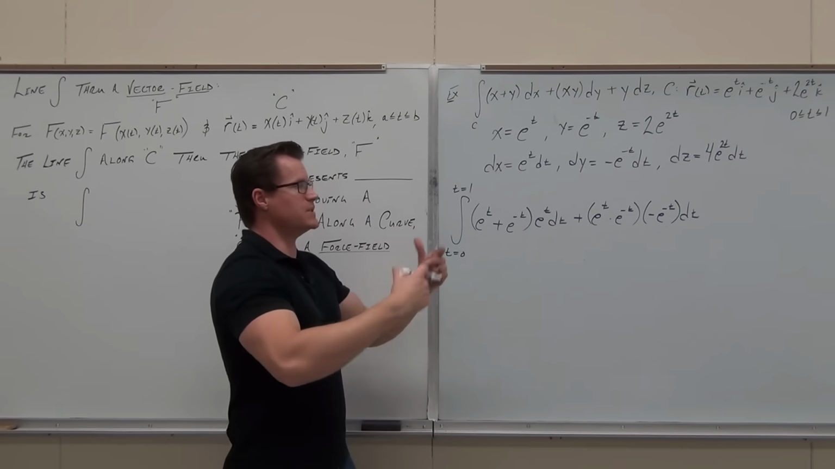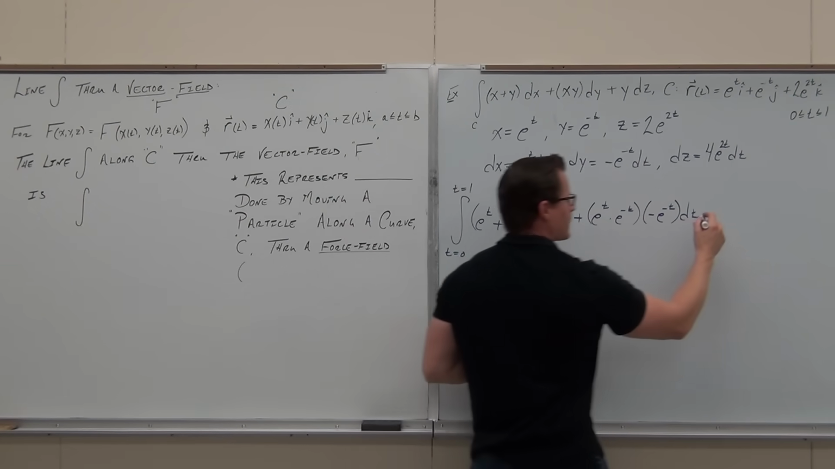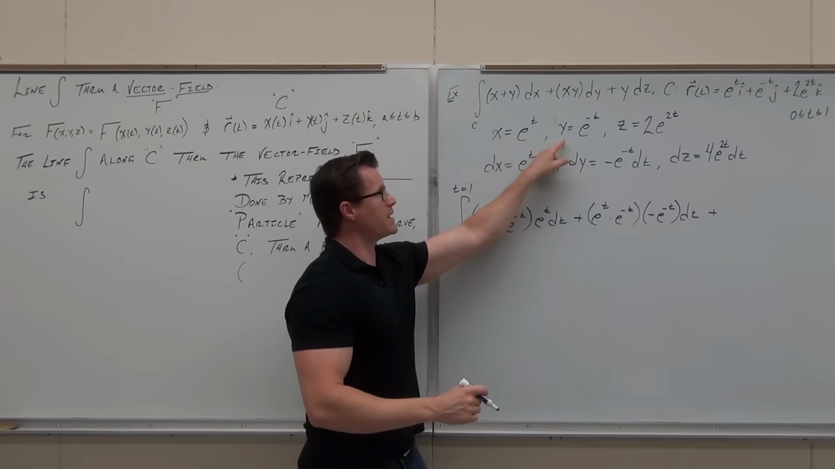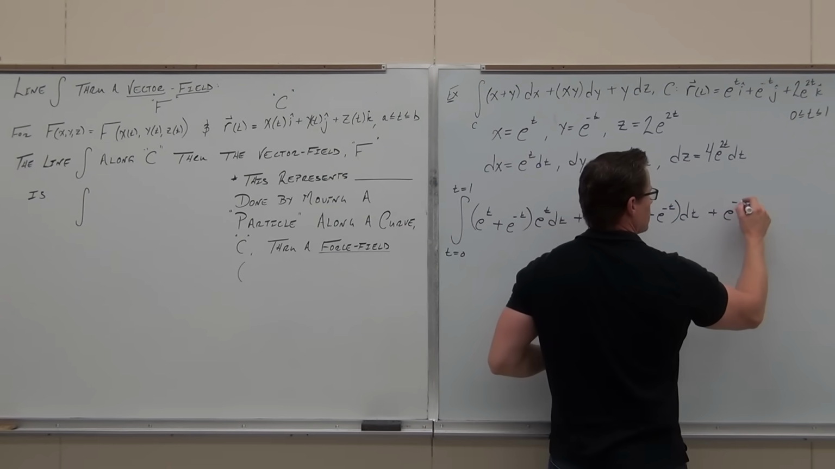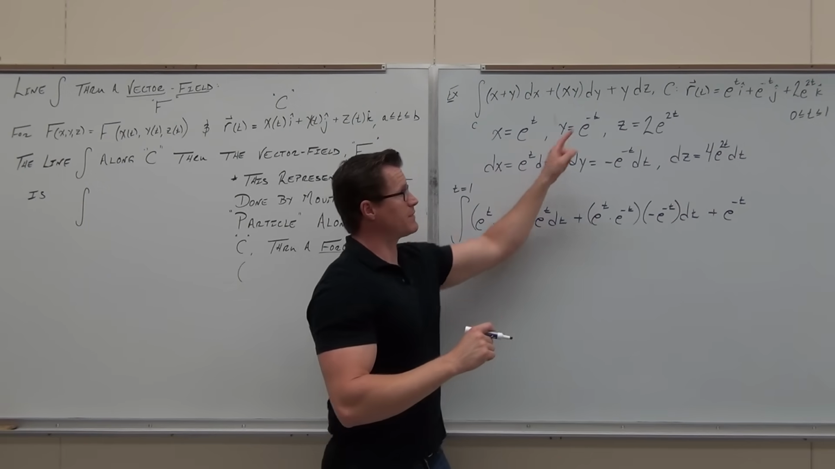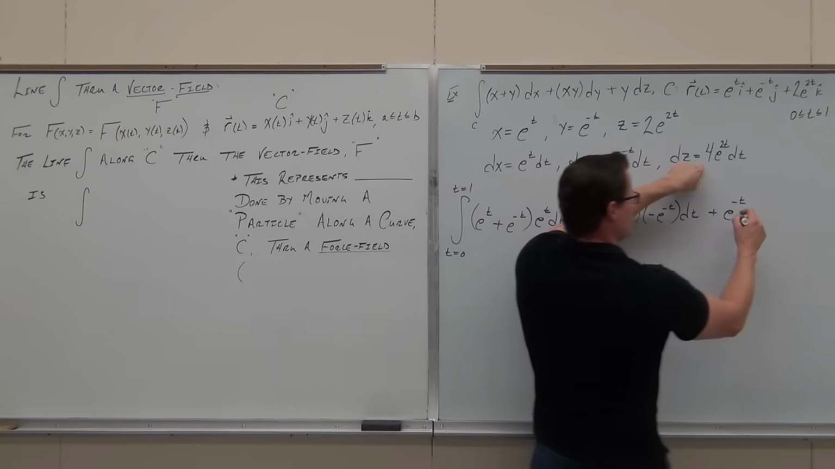e to the negative t dt. Lots of t's floating around. Plus, then we have the y again, e to the negative t, but then we have the dz.